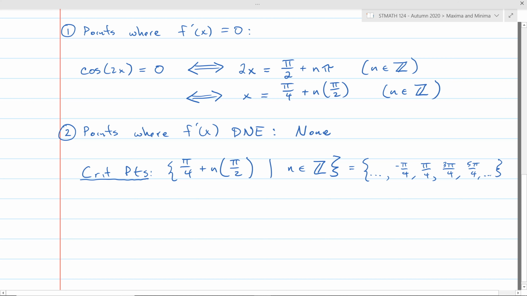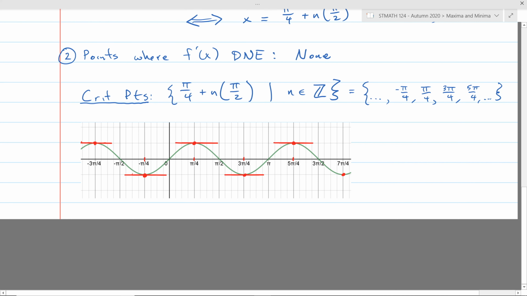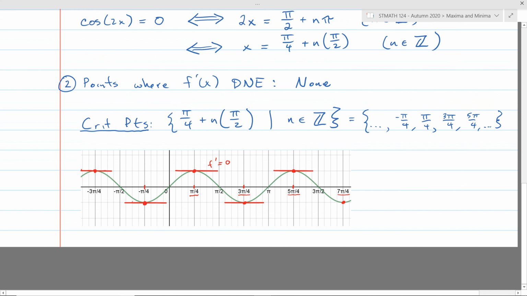If I looked at a graph, I should be able to see that. Let's do that real quick. I'll generate a graph and paste it right here into the notes to see what we got. So yeah, looking at that graph, you can definitely see that at pi over 4, 3 pi over 4, 5 pi over 4, 7 pi over 4, all those places, the tangent line is going horizontal. In other words, f prime is equal to 0 at those places, and so those are critical points. So it seems like our algebra was correct. Let's do another.